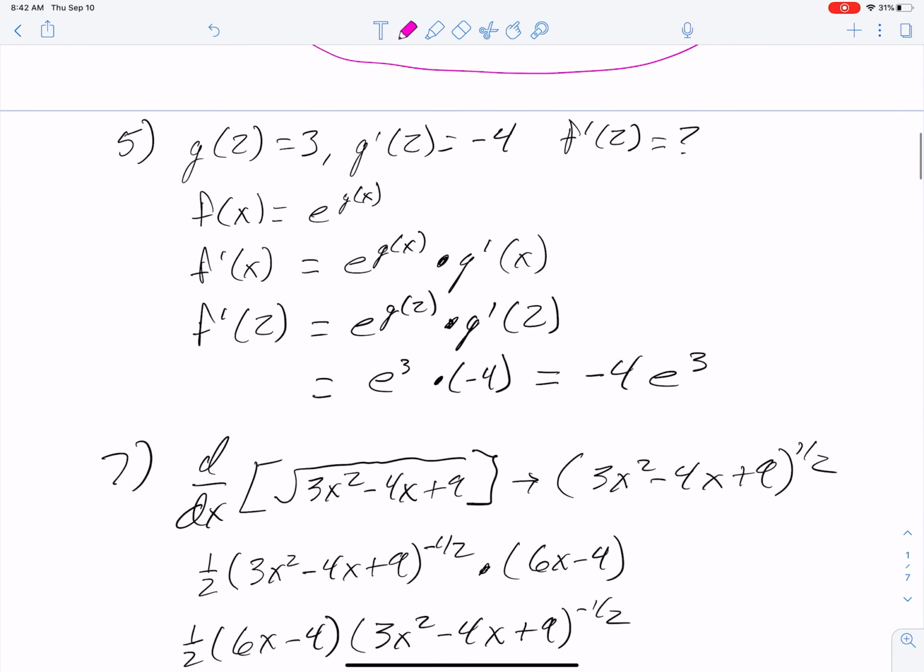Number 5 really kind of focuses on notation more than a specific function. So they give me some specific values. They tell me what f of x equals. So I know the derivative of e to a power is e to that exact same power all over again. And then I need to take the derivative of that power. So I end up with e to the g of x times g prime of x. From there, I can start substituting in. So I substitute in 2 for x. I know that g of 2 is 3, g prime of 2 is negative 4, and so I have my final answer.